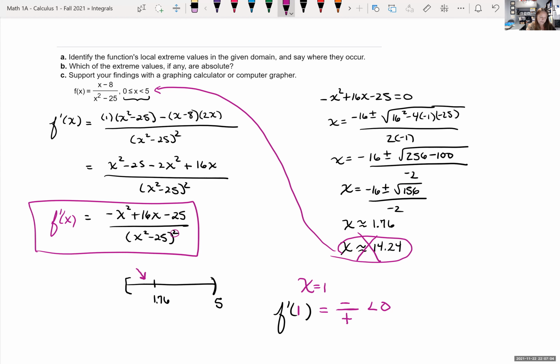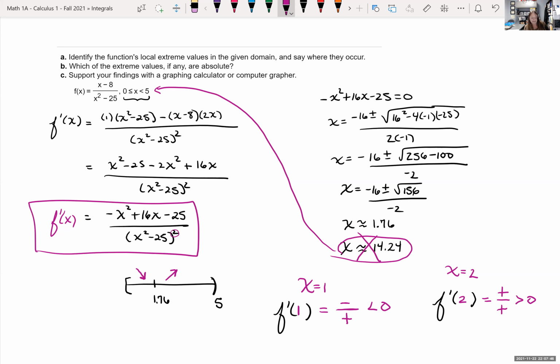And then let's see what's happening with f prime. Choose a number between 1.76 and 5. So let's plug in, how about 2? So we have 2 squared, which is 4, with a negative out front. So that's negative 4, plus 16 times 2, so 32, minus 25. That gives us 3, a positive number in the numerator. All over a positive number in the denominator, this is greater than 0, so this is increasing.